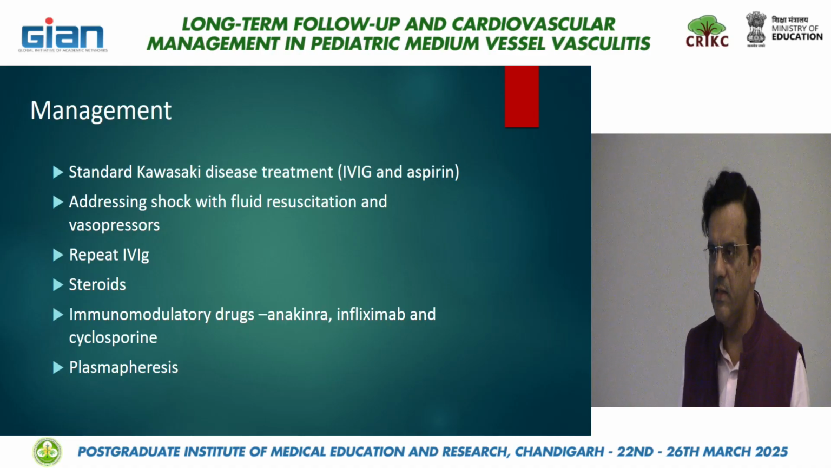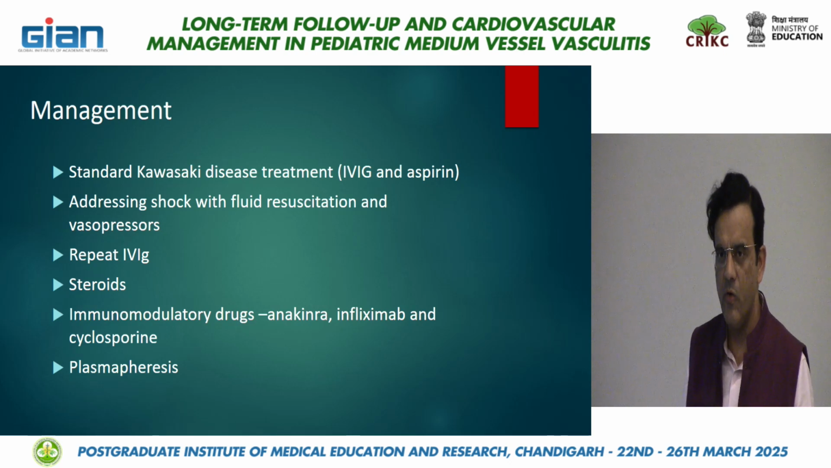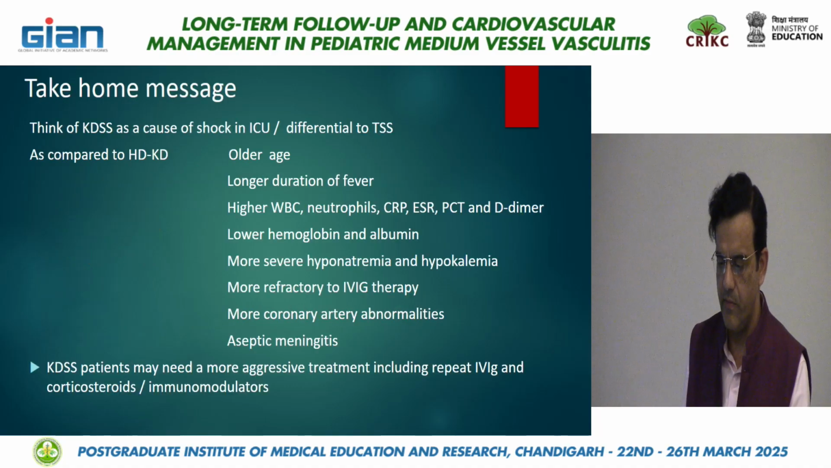Repeat dose of IVIG or steroids or other immunomodulator drugs, anakinra, infliximab or cyclosporin will be needed as per center preference. Plasmapheresis has a role in Kawasaki disease shock syndrome.